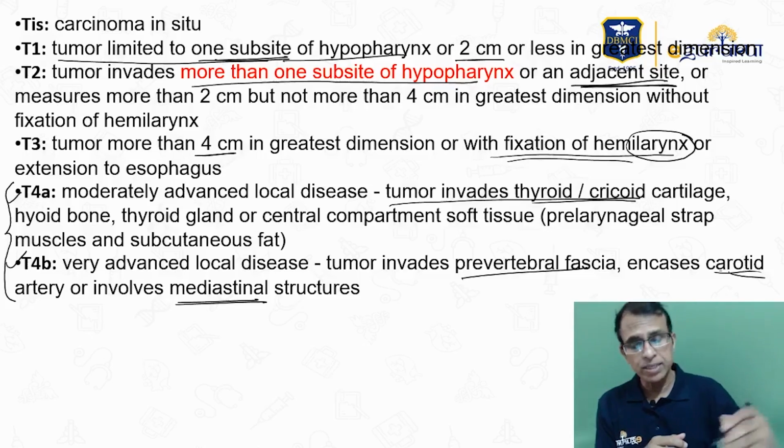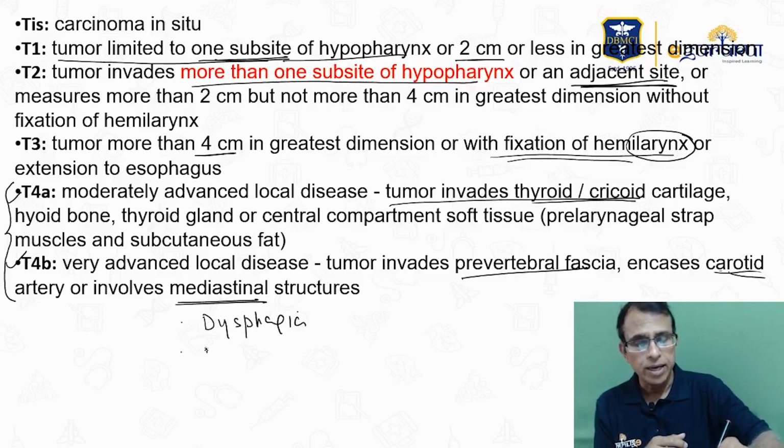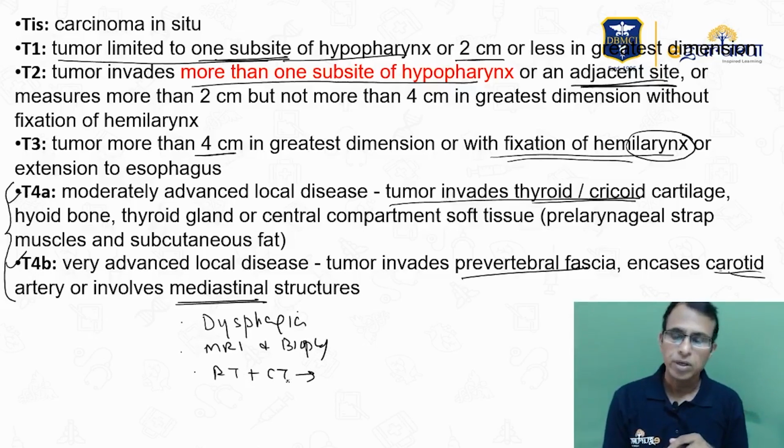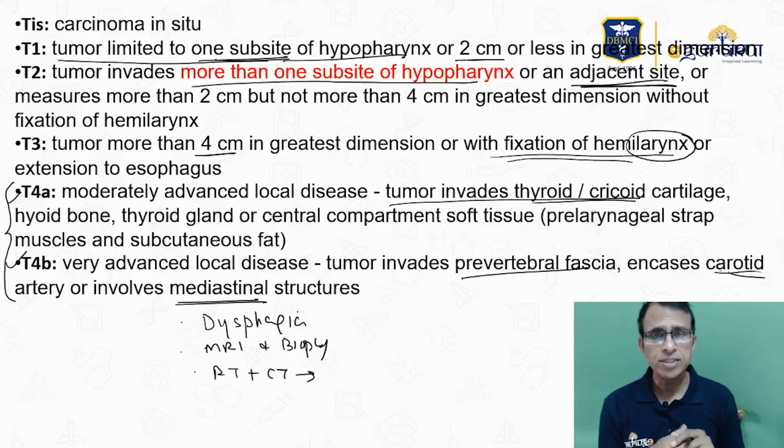The main complaint is dysphagia. Difficulty in swallowing is the main complaint. MRI and biopsy have to be done, and radiotherapy plus chemotherapy are the best options in the treatment of hypopharyngeal carcinoma. So hypopharynx suddenly has become very important from your exam point of view.